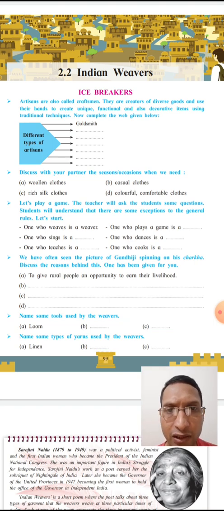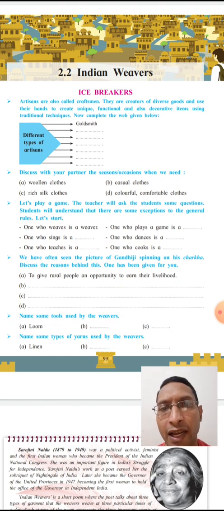You must have seen Mahatma Gandhi weave on the charkha. He used to weave cloth, khadi cloth, on the charkha. So in society there are so many people who are good creators, and they are called craftsmen.